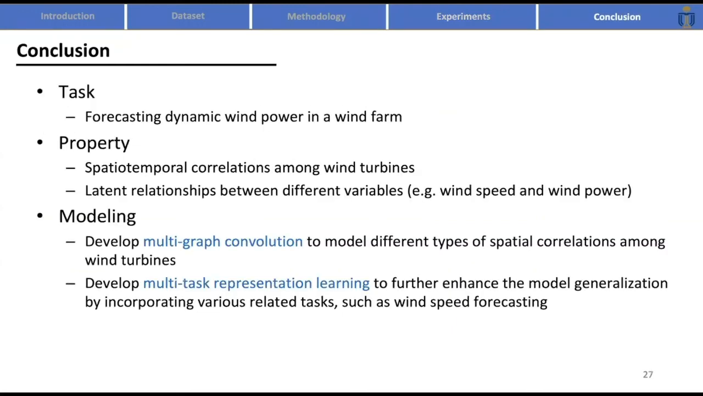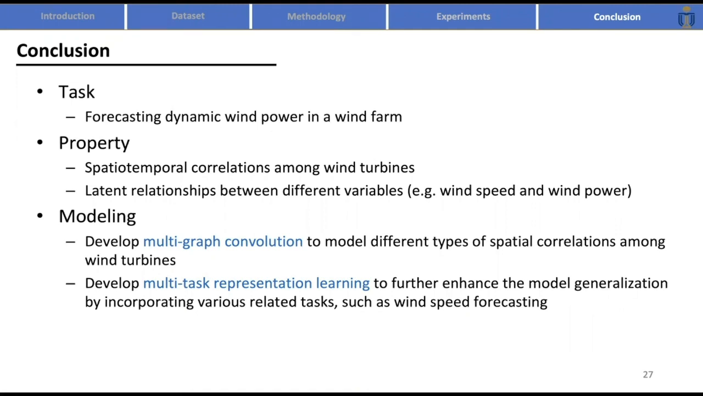So overall, we summarize our work. Our task is to forecast the future dynamic wind power in a wind farm. Here we have 2 challenges or properties. First is the spatial-temporal correlations among wind turbines. And second is the latent relationships between different variables.